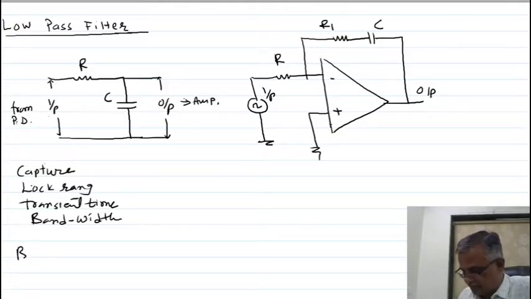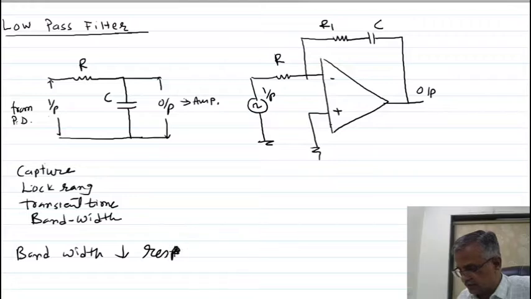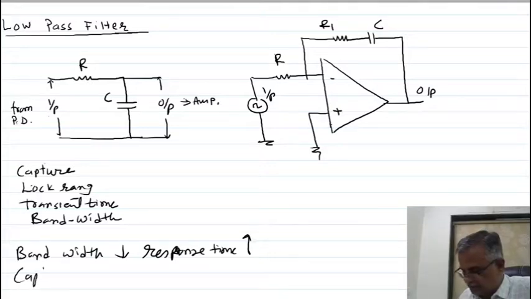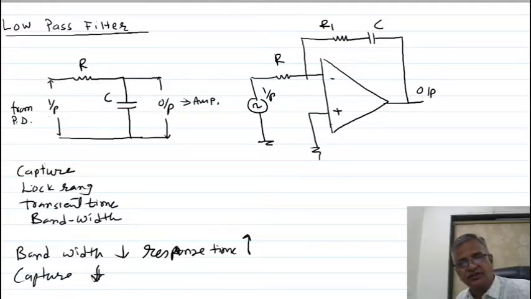Remember, if the bandwidth of the filter is reduced, then response time increases and capture range decreases.